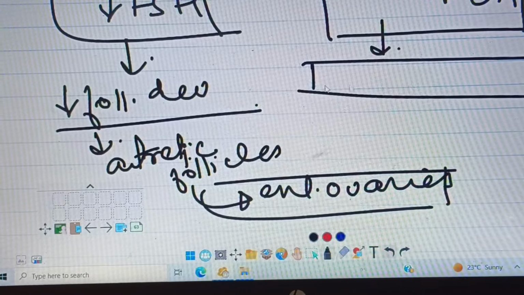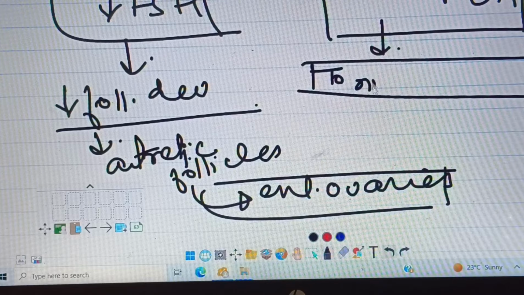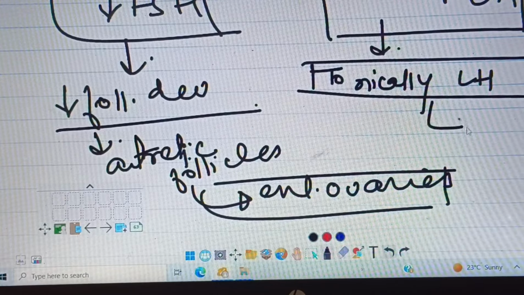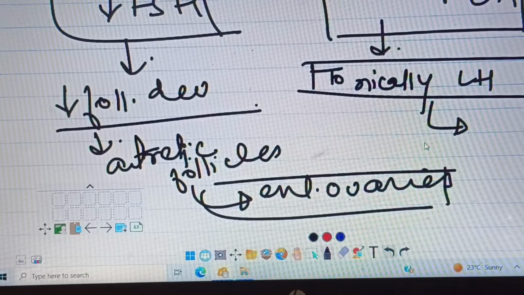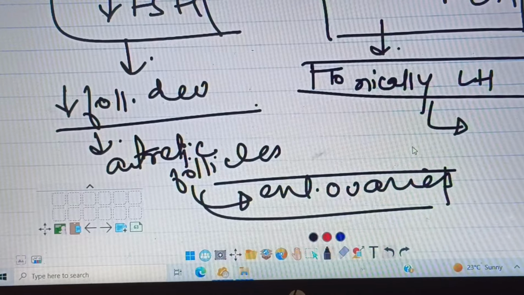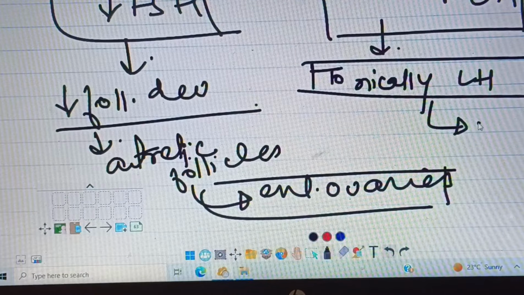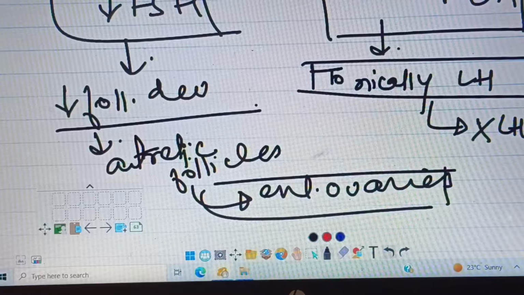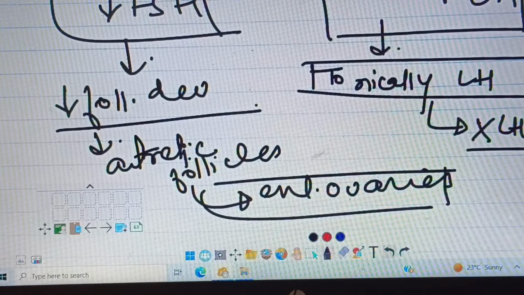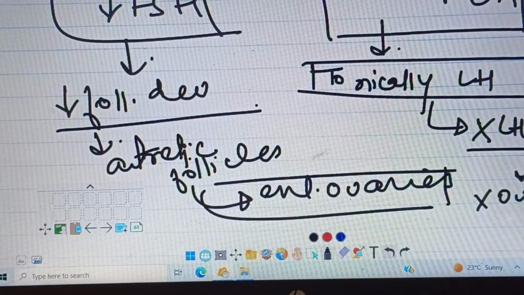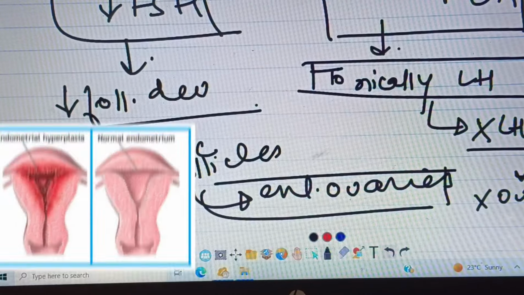Called tonically elevated LH. Now, for ovulation to occur, we need fluctuating levels of LH, but there is no elevation of LH. There is tonically elevated LH. There is no LH surge. Since there is no LH surge, there will be no ovulation.